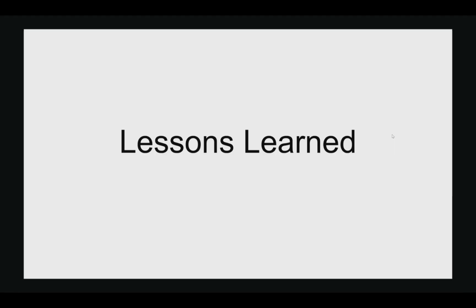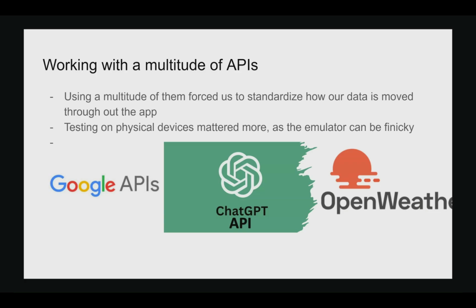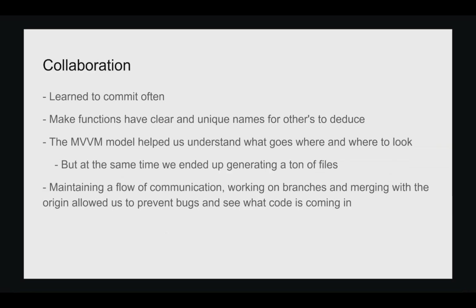So what did we learn from all this? Working with a multitude of APIs forced us to step back and check how data is moved throughout our app. Collaboration: learn to commit often, make functions clear and have unique names. The MVVM model helped us understand what goes where and where to look. We went through growing pains with this, as early in the semester we ended up generating a ton of files, and it was like, well, what's the point of all this? But as the code eventually grew, we realized, okay, if I want to look for database functions to attach to mine, I will look at the repository side of things.